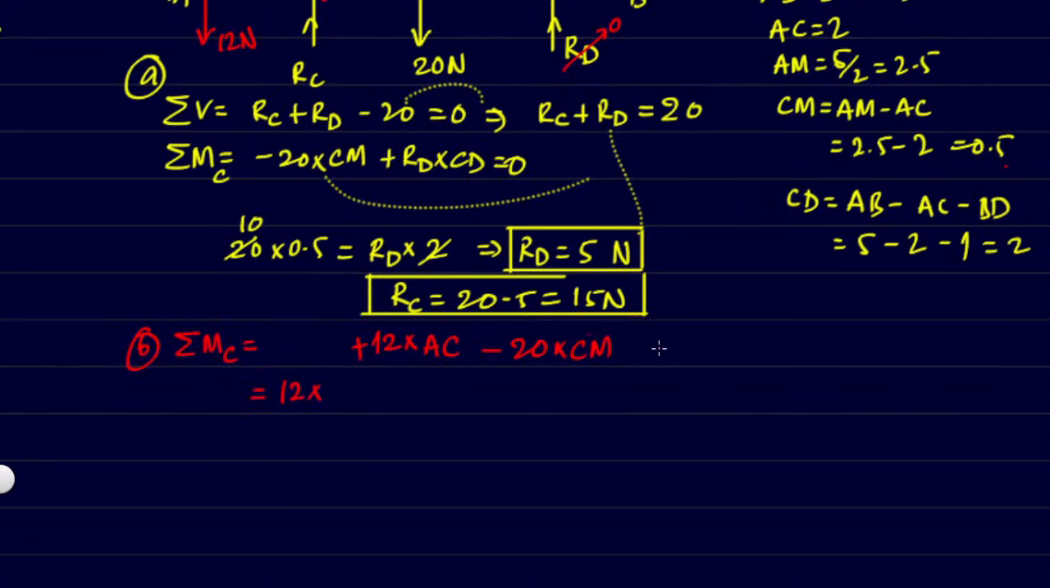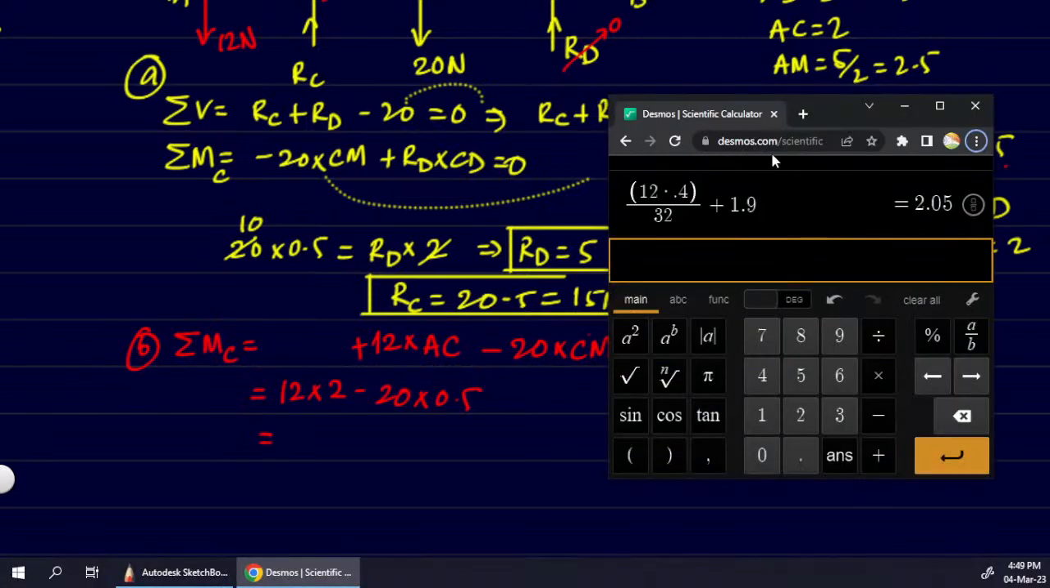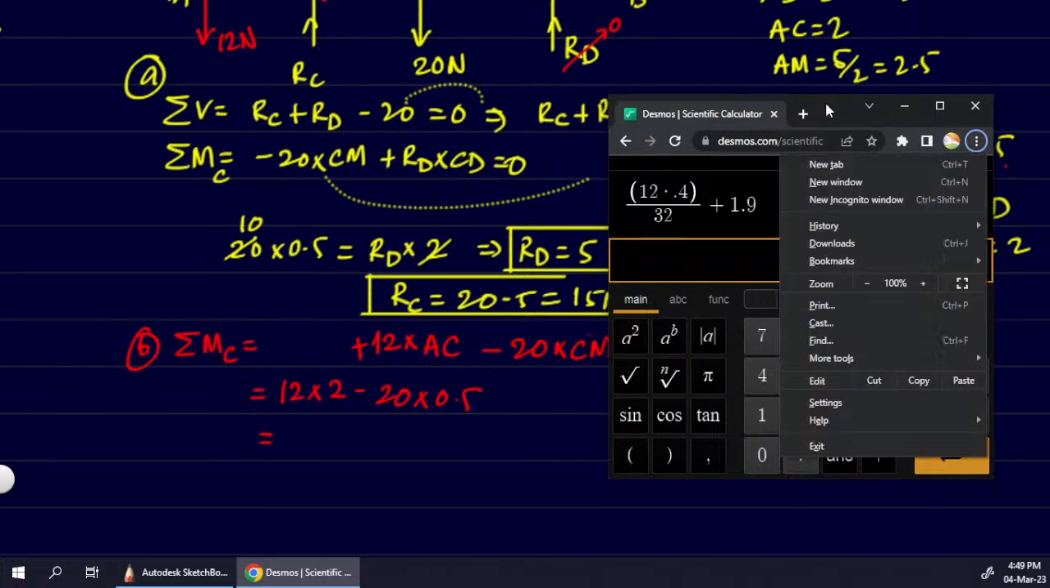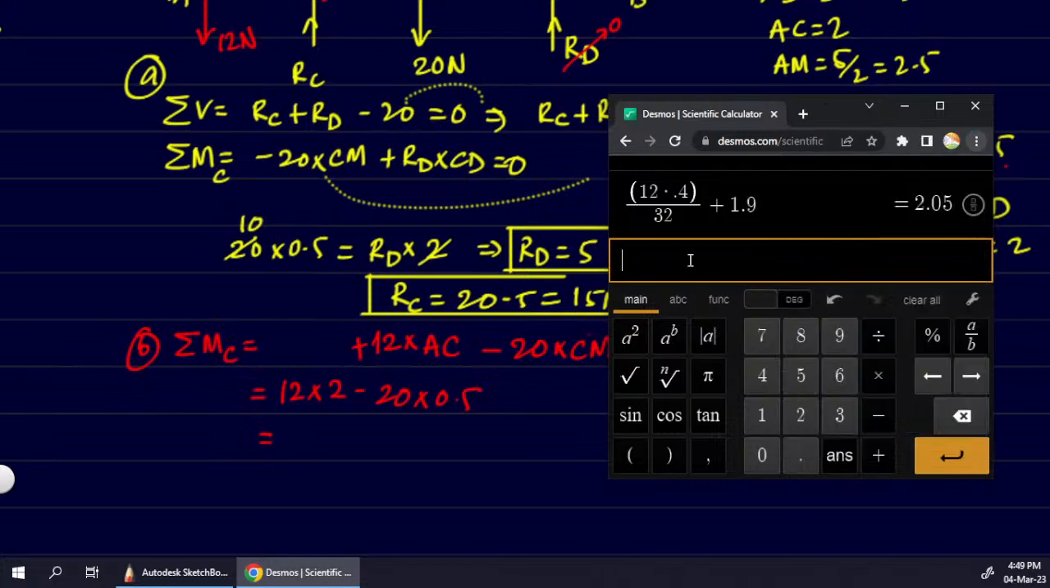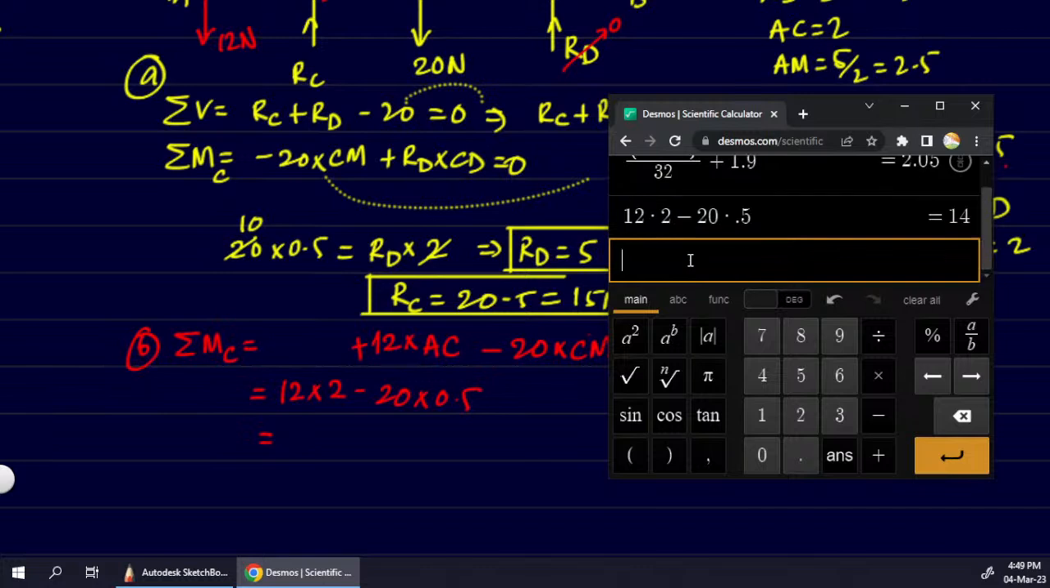12 into AC, which is 2, minus 20 into CM, which is 0.5. So do we get a positive or negative answer? Positive. 12 into 2 minus 20 into 0.5. So we're getting positive 14, right?